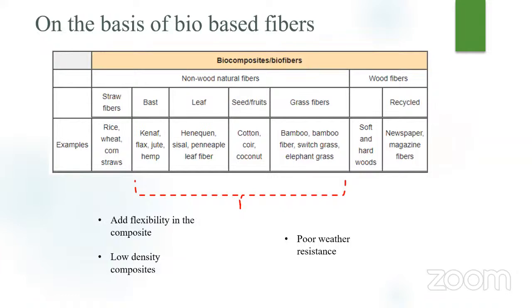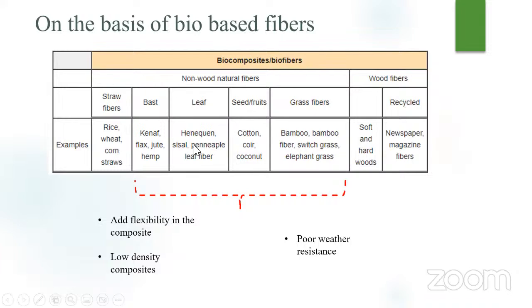Now, on the basis of bio-based fibers, again, these can be non-wood natural fibers and wood fibers. When we call them non-wood natural fibers, we have straw fibers, bast, leaf, seed, fruit, and grass fibers. Examples of straw fibers are rice, wheat, and corn straws. For bast, we have kenaf, flax, jute, or hemp.